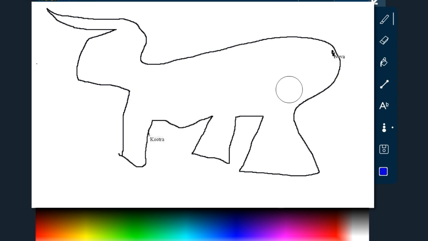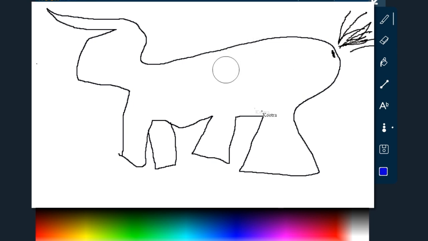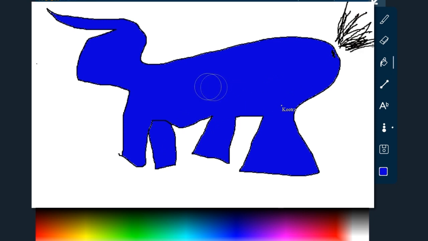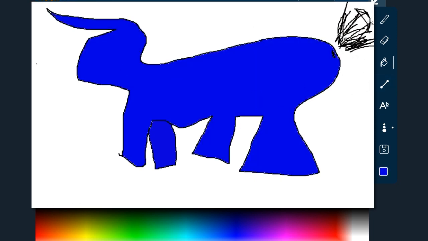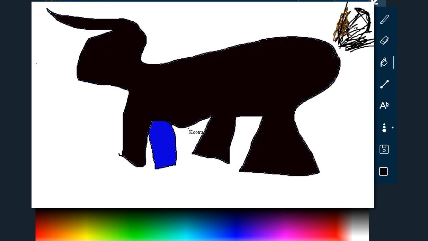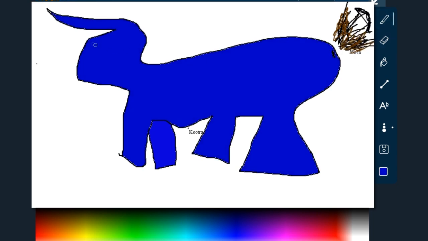Oh, it's got three legs. Or is that the dick? What the hell, man? The Kootra's got to be coming out of him. Yeah, there it is. Just shove it in there. Oh, no. Stupid paint tool. You're making fun of my legs. Look at this fucking big fat leg.